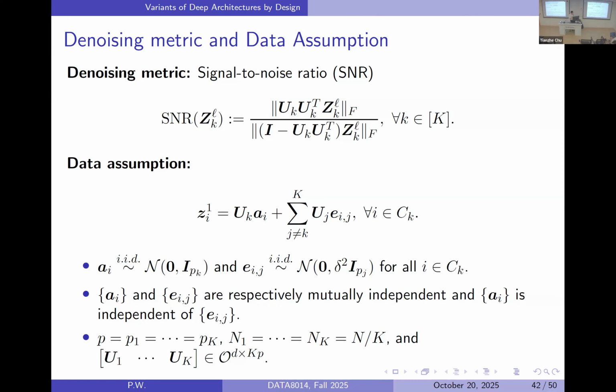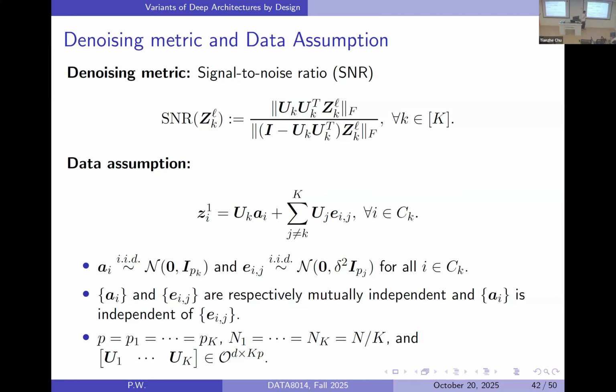Okay, you can see then we record the data assumption for the initial tokens. This is the first layer, denoting the initial input layer, right? This is U_k a_i, and this is the noise part, right? This is the signal part. And here we make some other assumptions about the latent vectors. We assume these latent vectors a_i to be standard multivariate normal Gaussian vectors, and the e_ij also standard normal Gaussian vectors with the noise magnitude delta. And this delta is usually smaller than 1.